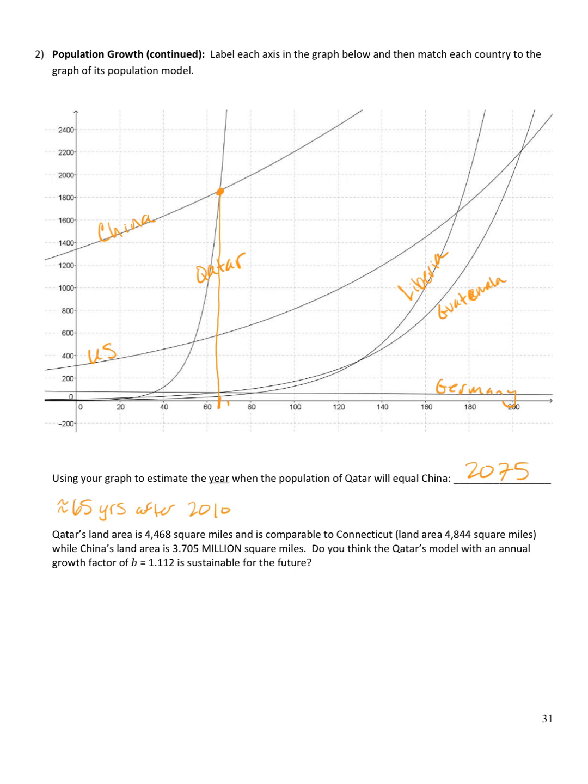So Qatar's land area is 4,468 square miles. It's comparable to about Connecticut, while China's land area is 3.7 million square miles. So do we think that Qatar's model with an annual growth factor of 1.112 is sustainable? No, we cannot fit, even China's current population could not fit into Qatar, especially not 1,900 million people.